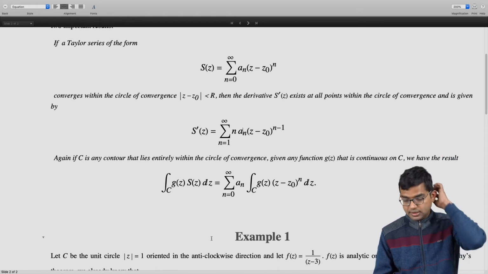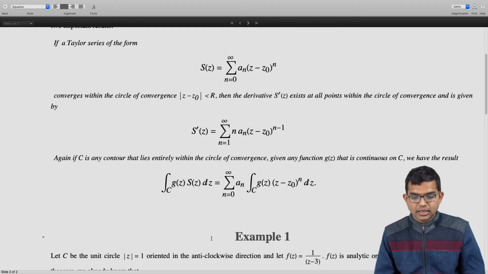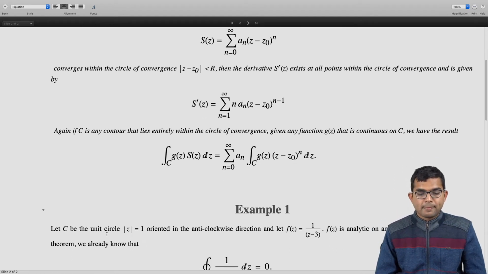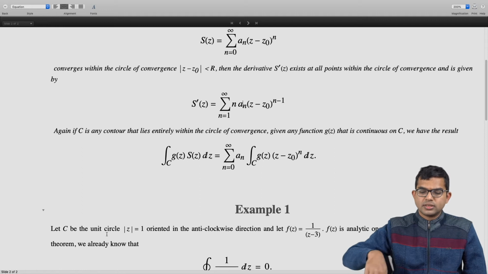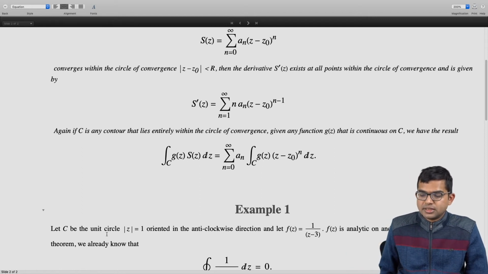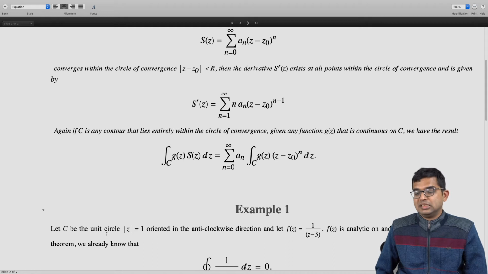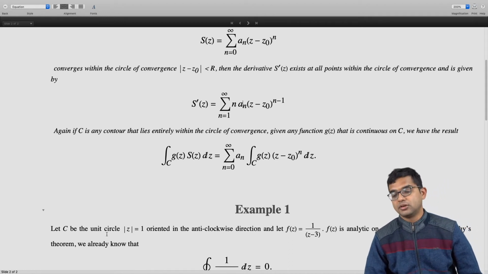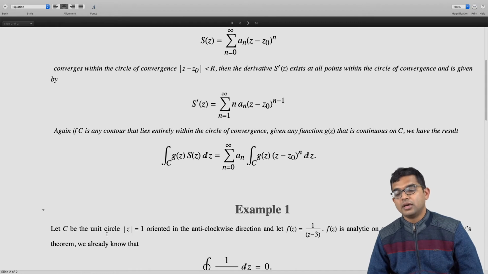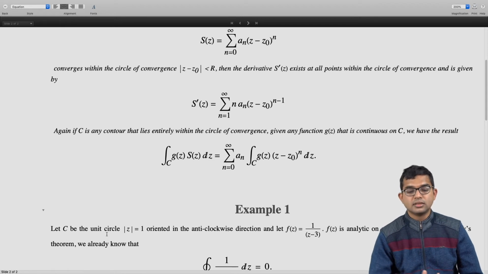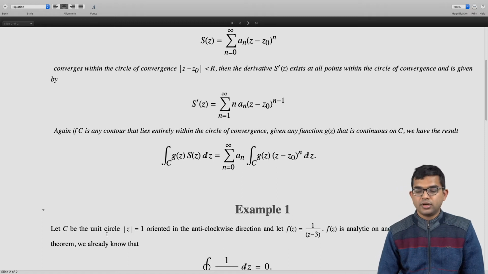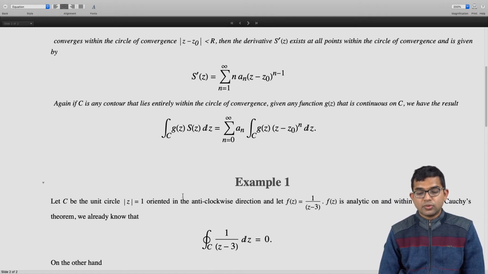Let's look at an example, right? So it's best understood with the help of a few examples. So suppose we take the contour to be the unit circle mod z equal to 1, oriented in the anti-clockwise direction. And suppose we take for simplicity a function like f of z equal to 1 over z minus 3. So we know that z equal to 3 is a singularity. So f of z is analytic everywhere other than at z equal to 3, and specifically f of z is analytic on and within the contour that we have chosen, which is the unit circle mod z equal to 1. So from Cauchy's theorem, we already know that the integral over this particular contour for this function 1 over z minus 3 is actually 0.